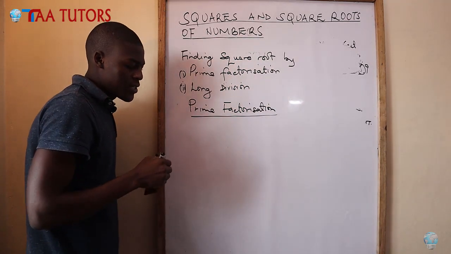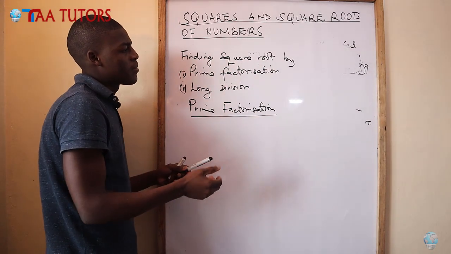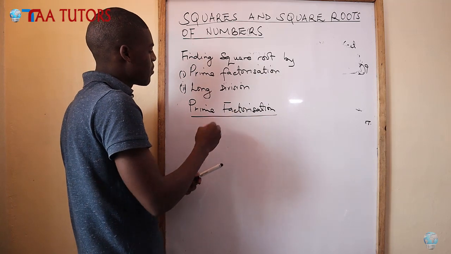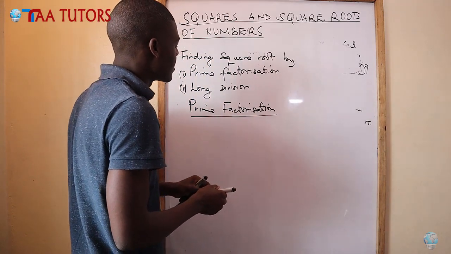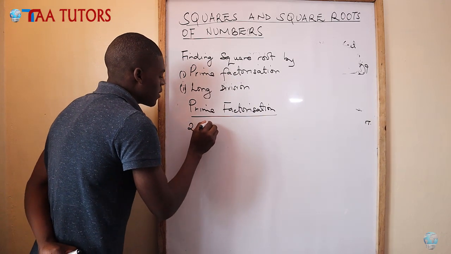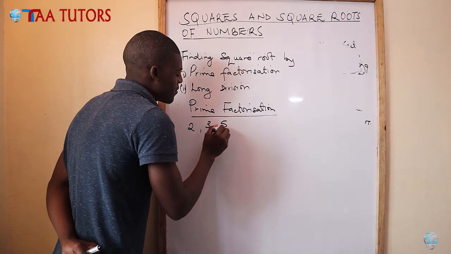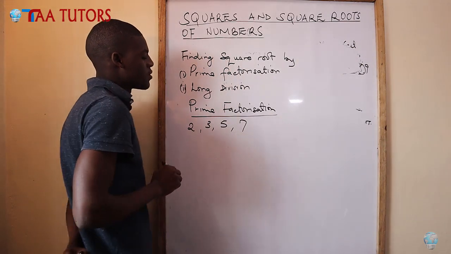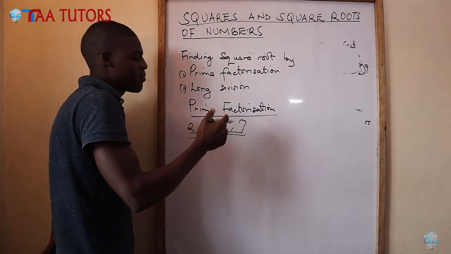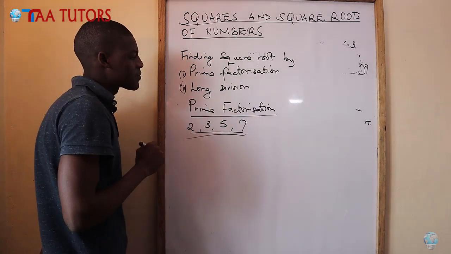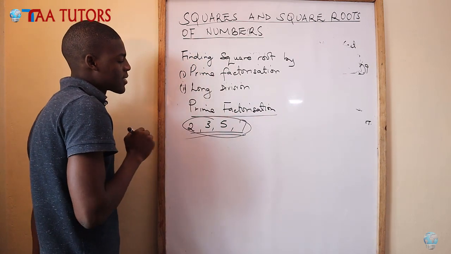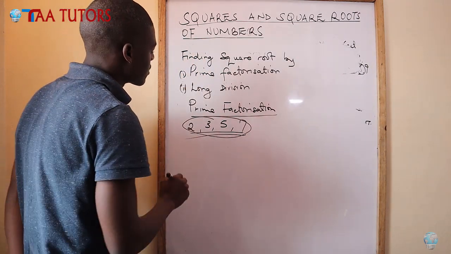Prime factorization comes from the word prime numbers. So when we have a number within that prime that can divide another number, we call it a prime factor. Examples of prime factors are 2, 3, 5, 7, and the list continues because these are prime numbers. So from prime numbers, we are getting prime factors. Now this method of prime factors can be used to calculate the square root of a number.